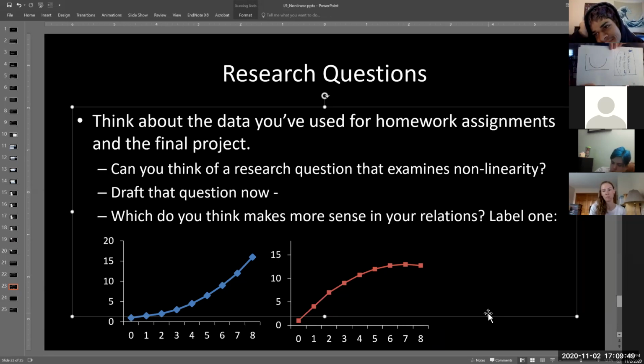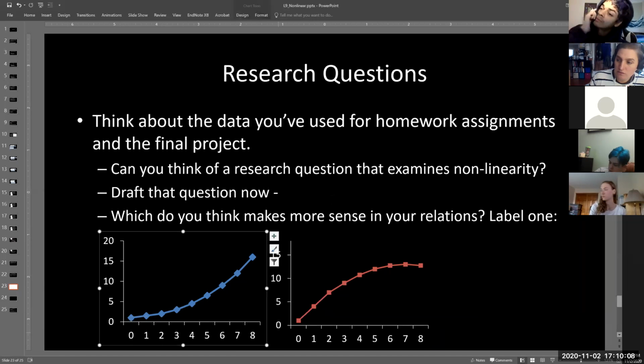This one, where there's a relationship at the low end and a relationship at the high end and not in the middle. So I'm going to stop talking and let you think about your data.